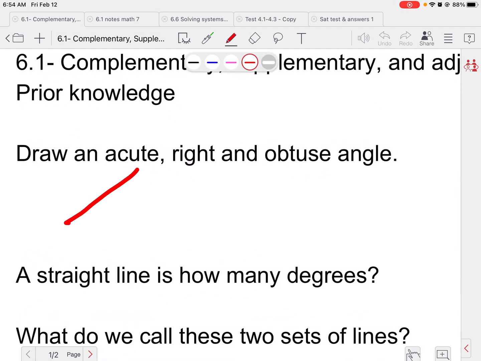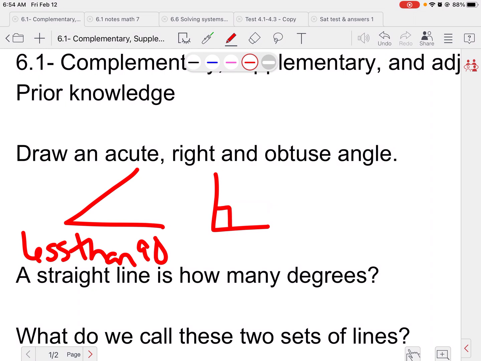So remember, an acute angle is less than 90. A right angle is exactly 90, and a lot of times we represent that with that little square there. And an obtuse angle is greater than 90.